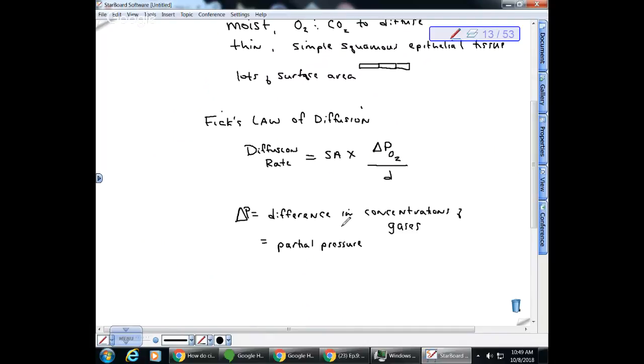If there's a big difference between inside the lungs versus the blood coming to the lungs, then you're going to get diffusion happening more quickly, because remember that diffusion always goes from a higher concentration to a lower concentration. So if that difference goes to 0, if there's no difference between the air coming in and the blood coming in, then diffusion is going to drop to 0, right? That's an important thing to remember, and we're going to come back to this when we start talking about gas exchange in a little bit.